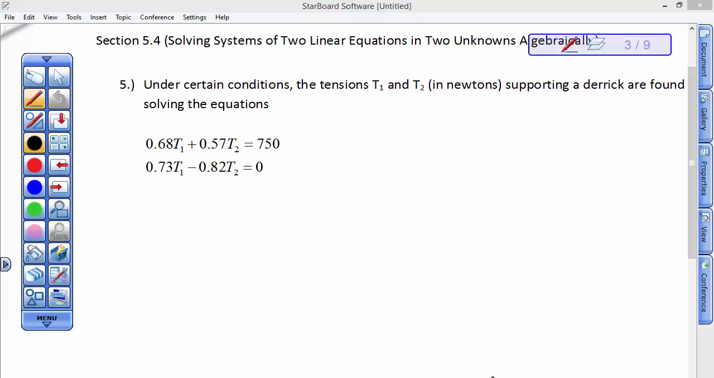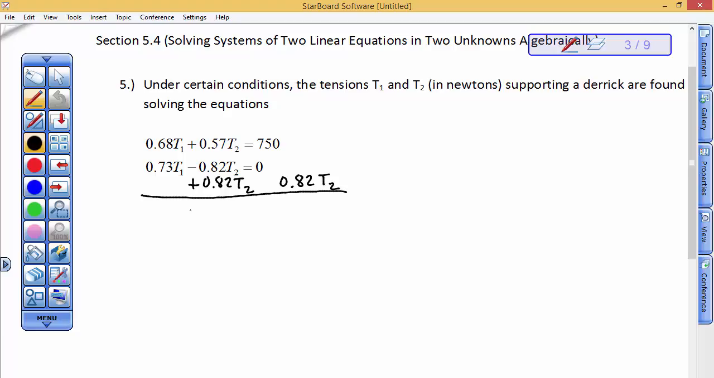Okay, when solving a story problem by substitution, you have to isolate one of the letters, either t sub 1 or t sub 2. I'm going to choose to work with this second equation. The reason is that when I get this term over to this side of the equal sign, it will become positive, and then I don't have any negative signs to deal with. So I'm going to add 0.82 t sub 2 to both sides of this equation.